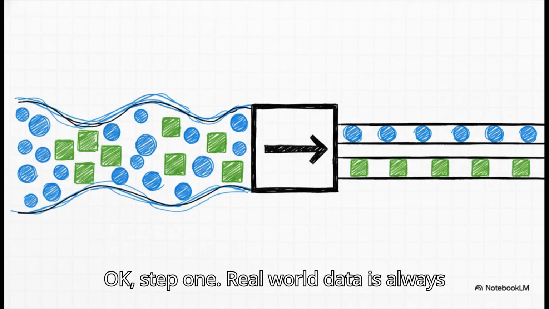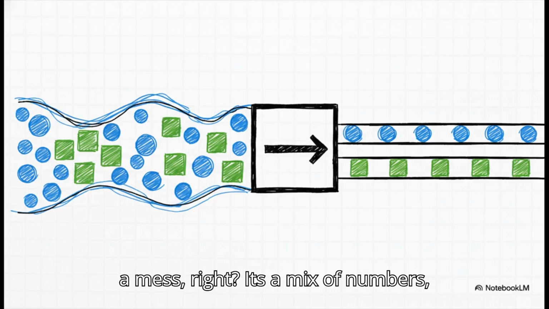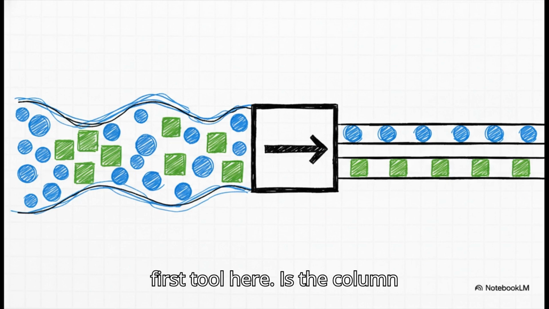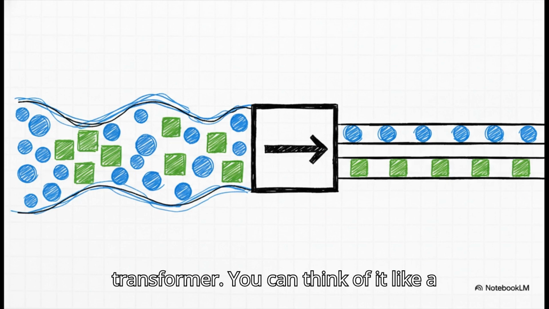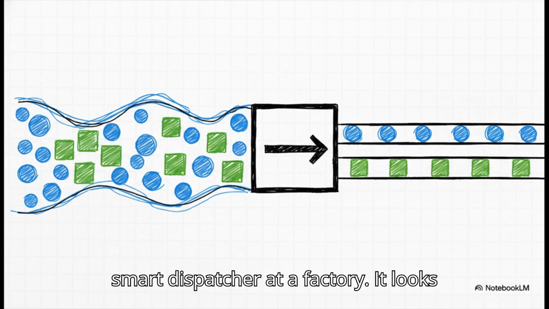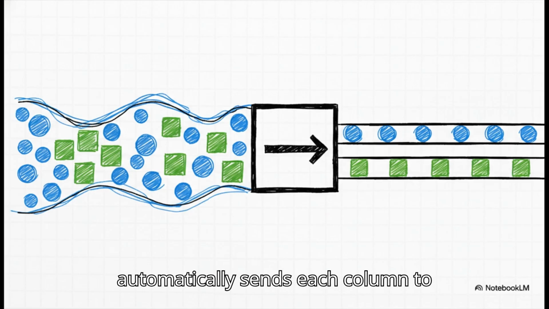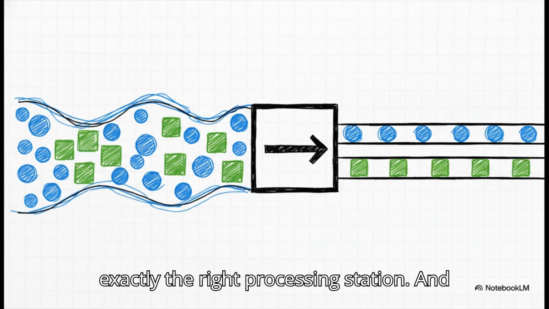Okay, step 1. Real-world data is always a mess, right? It's a mix of numbers, categories, all sorts of stuff. So our first tool here is the column transformer. You can think of it like a smart dispatcher at a factory. It looks at all the messy data coming in and automatically sends each column to exactly the right processing station.